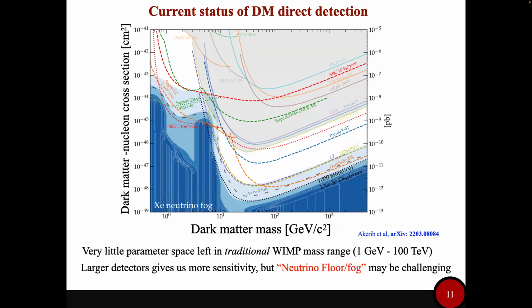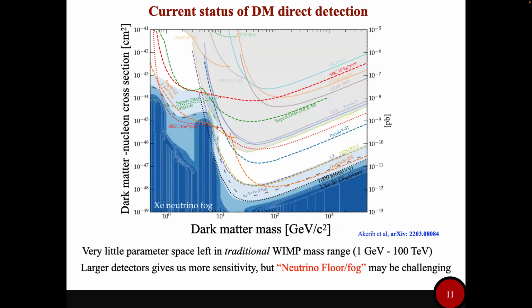What happens over here is what we call a neutrino fog. Essentially, when we are in here, neutrinos produced by the sun, by the atmosphere, by distant supernovae, can come into the detector and cause the same nuclear recoil signal as a dark matter particle. And I will not be able to tell the difference.